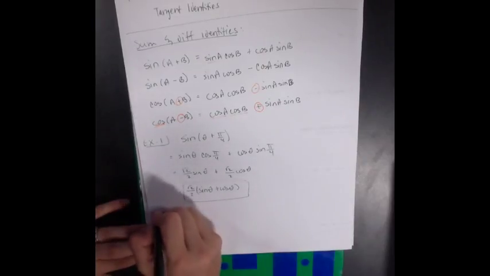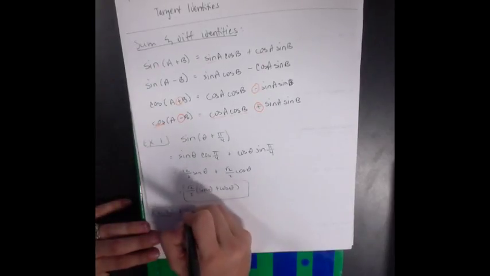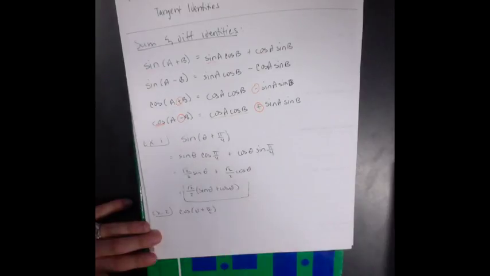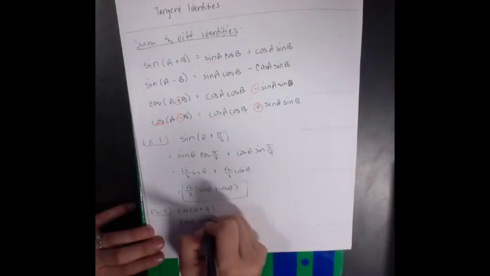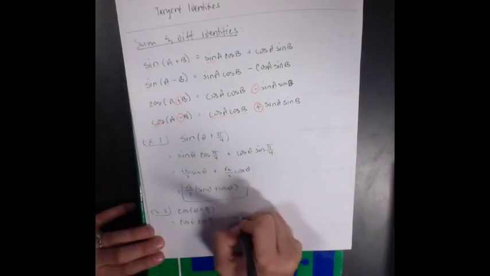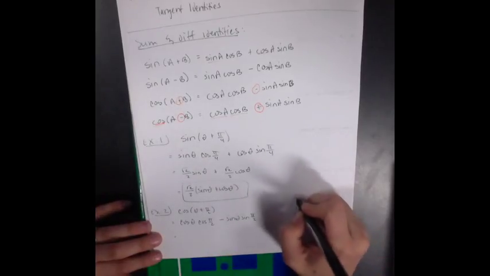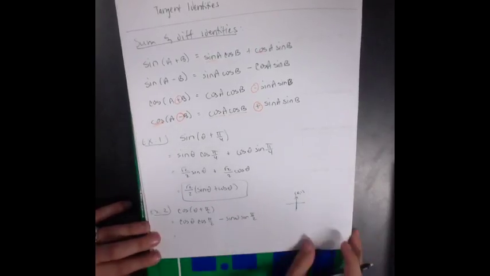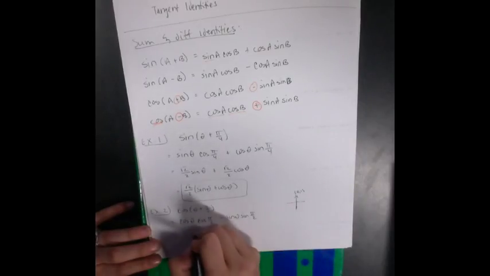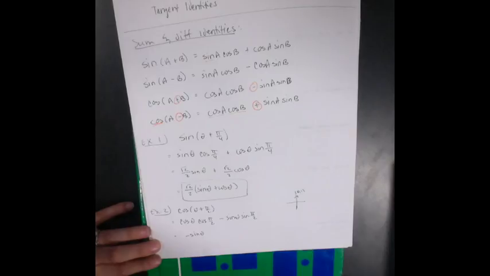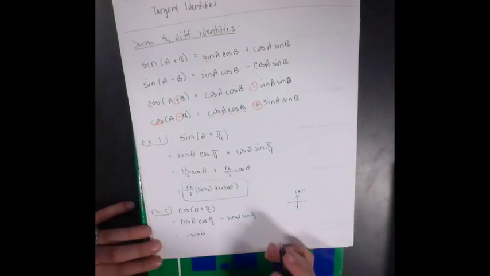Let's do another example. Simplify the cosine of theta plus pi over 2. So, again, we plug it into our formula. This is the cosine of A cosine of B minus the sine of A sine of B. Now, pi over 2, we should know what that is, right? In your unit circle, it's this value here, which is 0, 1. So the cosine of pi over 2 is 0. The sine of pi over 2 is 1, so this is just minus 1 times the sine of theta. So, minus sine of theta.